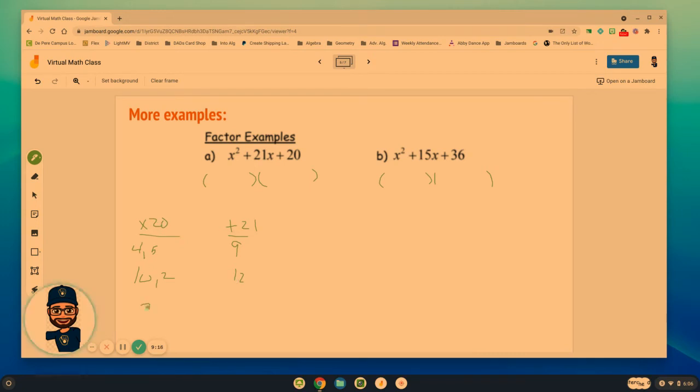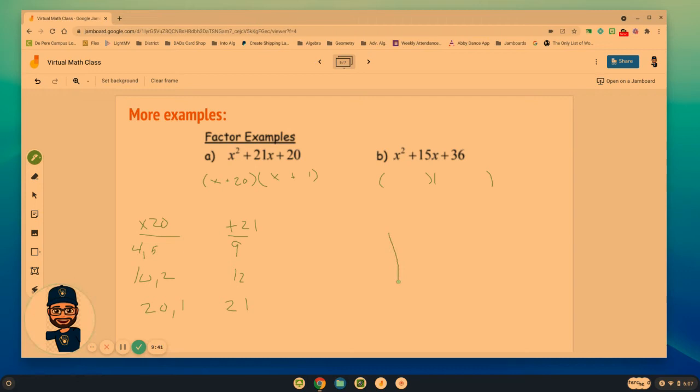Another way to get 20? Well, what about 20 times 1? 20 plus 1 is indeed 21. So 20 can go here. 1 could go there. And it doesn't matter. I could have put 1 in the others. I could have flipped 1 and 20 around. X plus 20 and x plus 1.